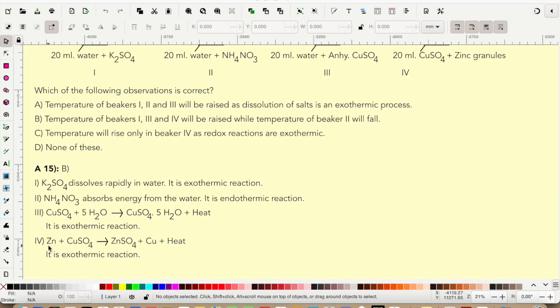In beaker 4, zinc will react with copper sulfate to make zinc sulfate and copper, and heat will be liberated. So it is an exothermic reaction, means beaker 4's temperature will also rise. So temperature of beakers 1, 3 and 4 will rise whereas beaker 2's temperature will fall. So option B is the correct one.